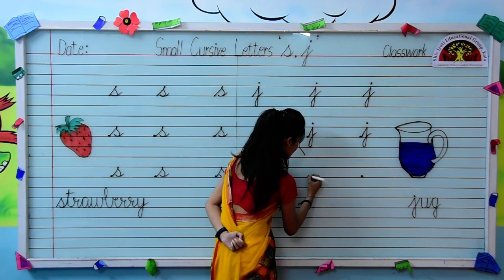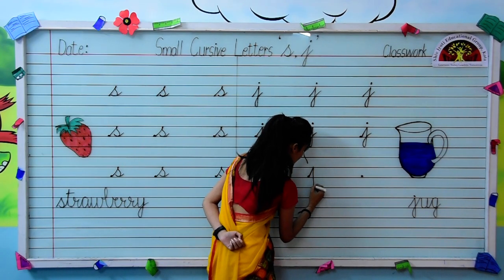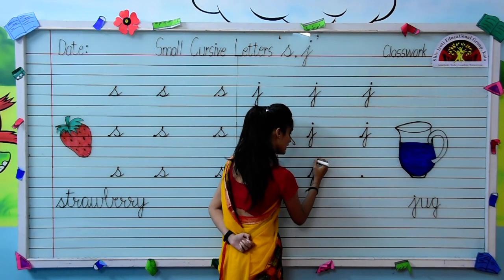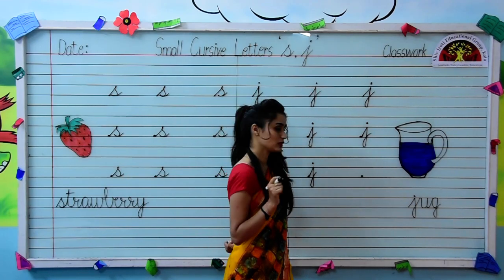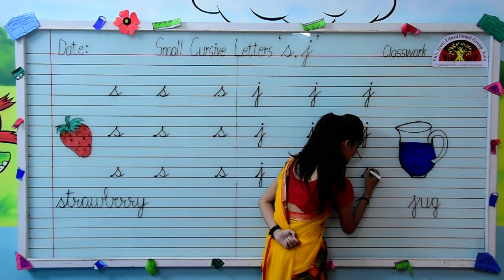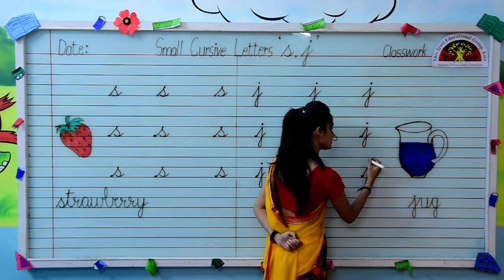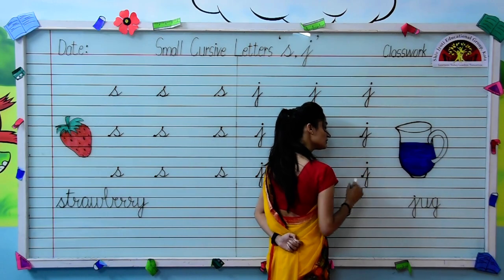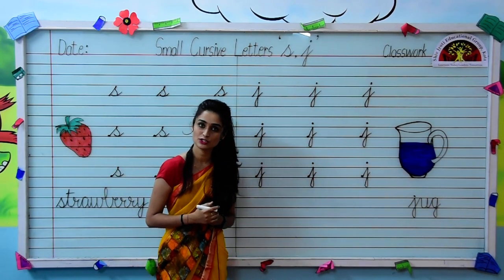Very nice. Slanting line up, come down straight, make a curve, then loop and out like this. Then we'll put a dot over it. For the last time kids, look over here. Slanting line up, come down straight, then a curve touching the fourth line, loop and go out like this. And we'll put a dot over it. So kids, this way you can make your small cursive letter J.